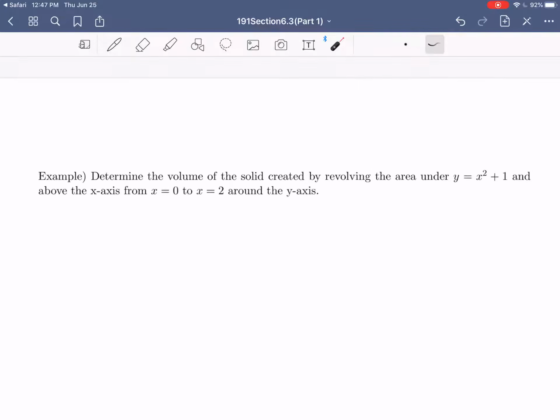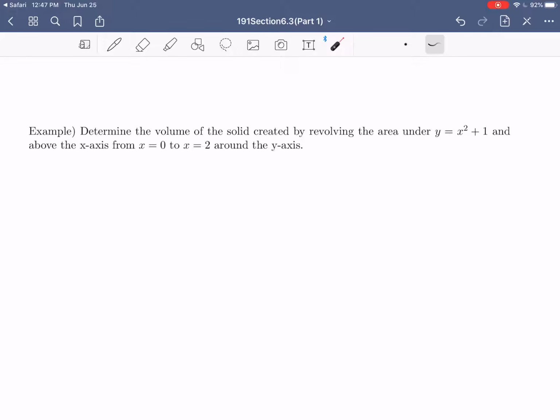So here we go. We've got our first example here. We want to determine the volume of the solid created by revolving the area under the curve x squared plus 1, and above the x-axis from x equals 0 to x equals 2 around the y-axis. So let's go ahead and see if we can do that. There we go. We'll draw ourselves our axes. We'll sketch this from 0 to 2. So I guess we can go 1, 2. And we'll have to go 1, 2, 3, 4, and 5.